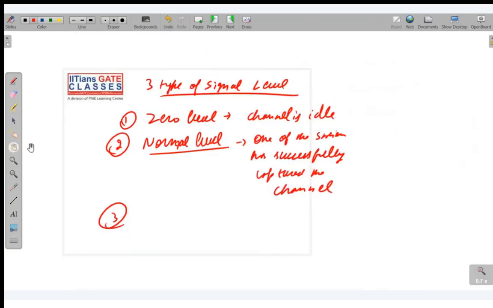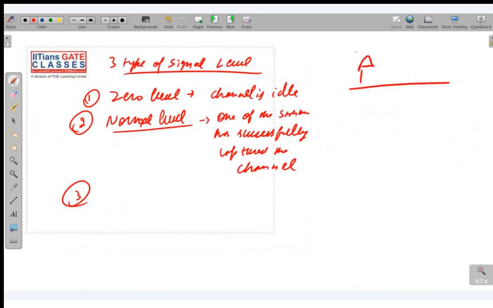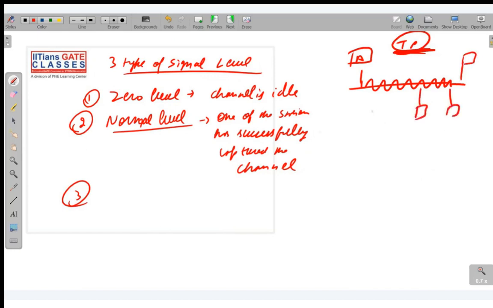Why have I used the word capture the channel? See this. If station A wants to send data, it will send first onto the link. It will take some time, TP time. After TP time is over, there is no collision at all. Why? Because now station A has successfully captured the channel. After TP time, every station will sense the channel and find it to be busy, so no station will send data. Since they find the channel busy, A has successfully captured the channel. That is the basic meaning of normal level.